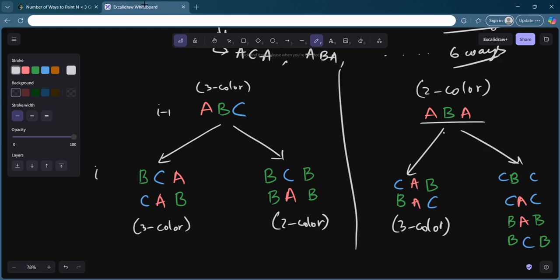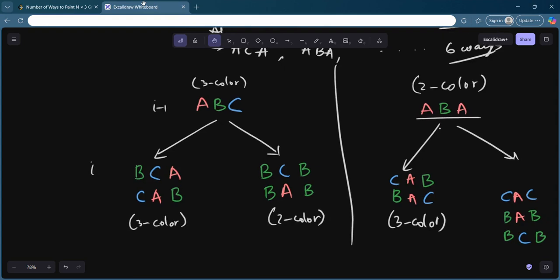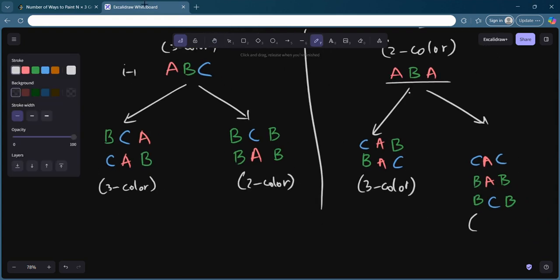Below A B A you cannot place C B C, because this B and this B will be the same in the same vertical direction. You will have two same colors. So this is the thing which I wrote wrong over here. The remaining are correct. So I can just rub that out. I hope you get it. And these three combinations you get for 2 color.